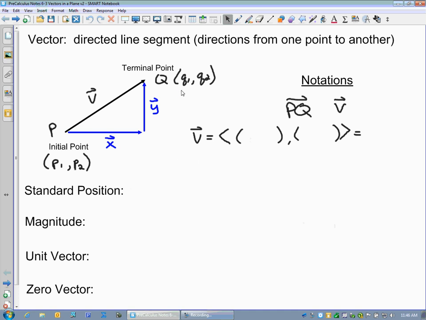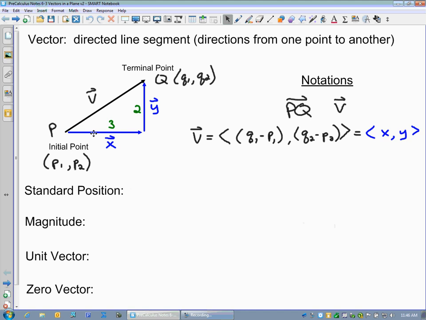So here, I want the x value of the terminal point, Q1, minus the x value of the initial point, P1. So difference in the x's, terminal minus initial. And then difference in the y's, again, terminal minus initial. And when we find those differences, those are going to be the lengths for x and y. So the horizontal component would be the x, the vertical component would be the y, and we say this is in component form.